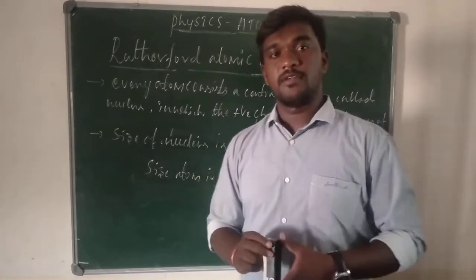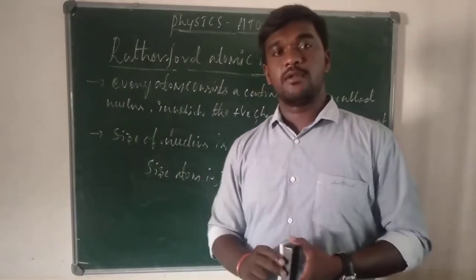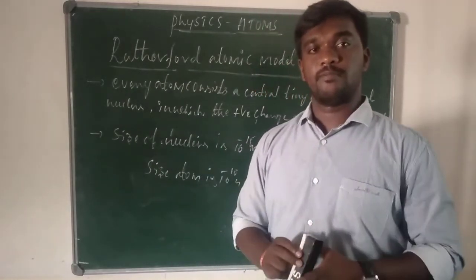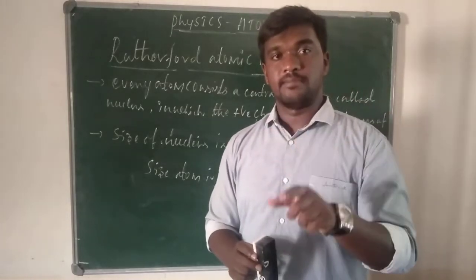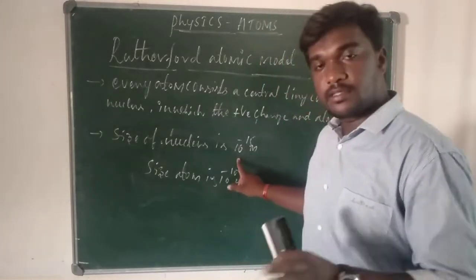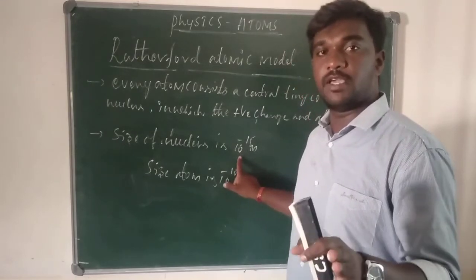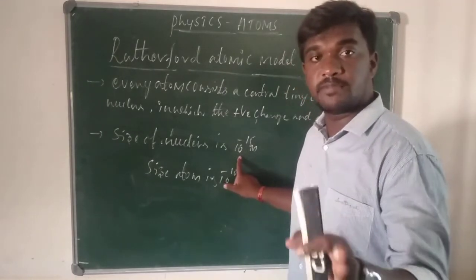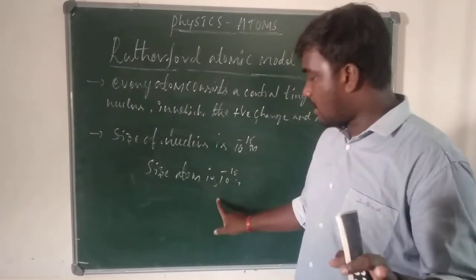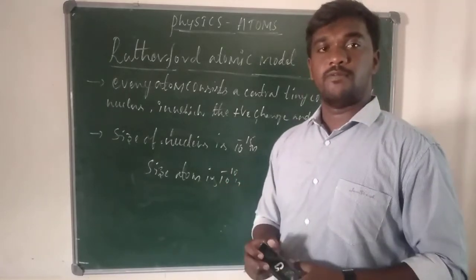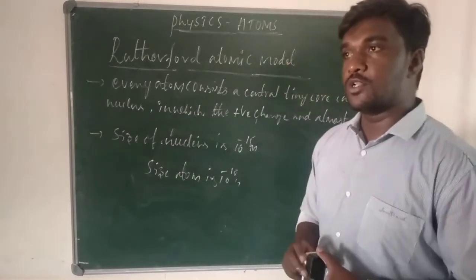Already I told you in the previous class, every atom consists of a positive sphere of the order of 10 to the power of minus 10 meter. This is the size of the atom. Here the size of the nucleus is 10 to the power of minus 15 meter, which is very small compared to the size of the atom, of the order of 10 to the power of minus 10 meter. Okay, that is one postulate.